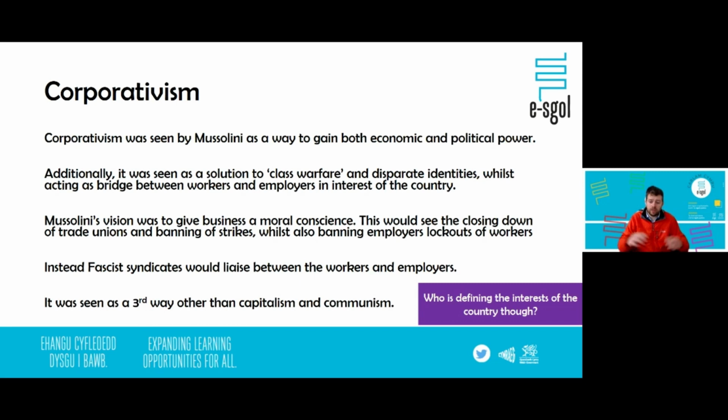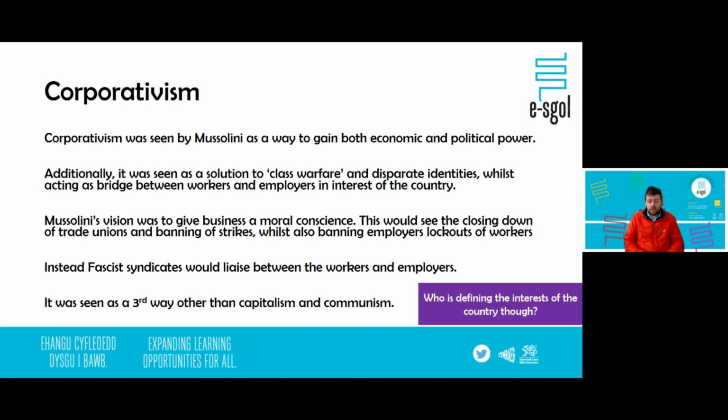And as a solution to the disparate identities, a solution to people seeing themselves from the Duchy of Savoy, or the Republic of Venice, whilst acting as a bridge between the workers and employers in the interests of the country. Now, my question there is, who's defining the interests of the country, though? Is it Mussolini by himself? Oh, certainly.